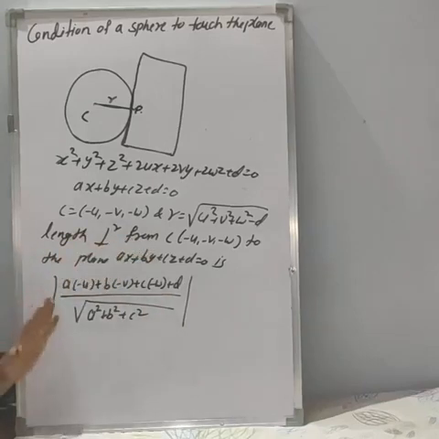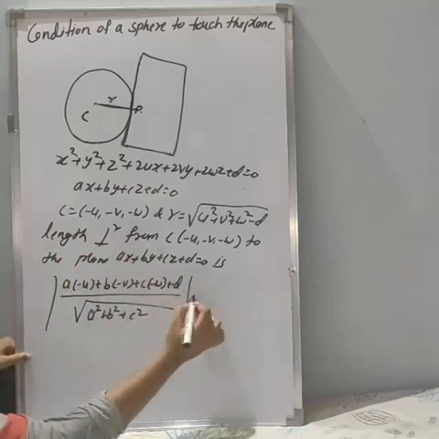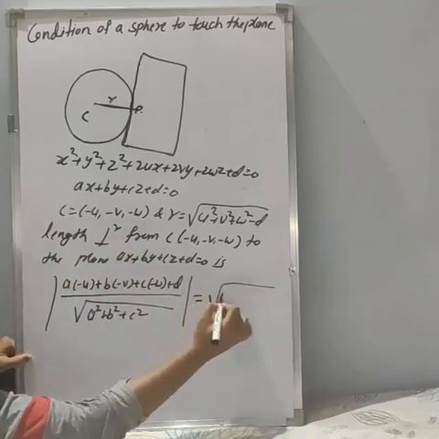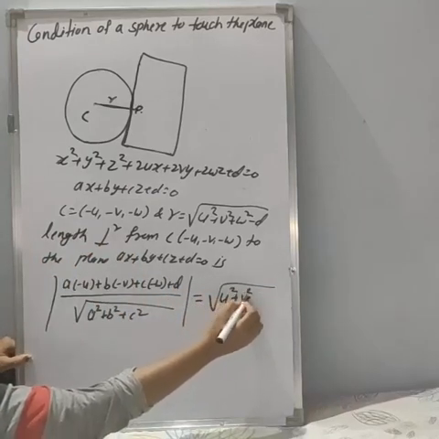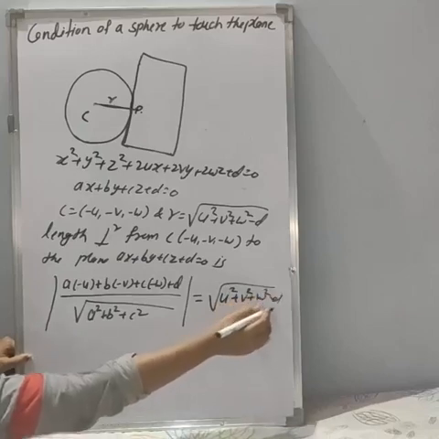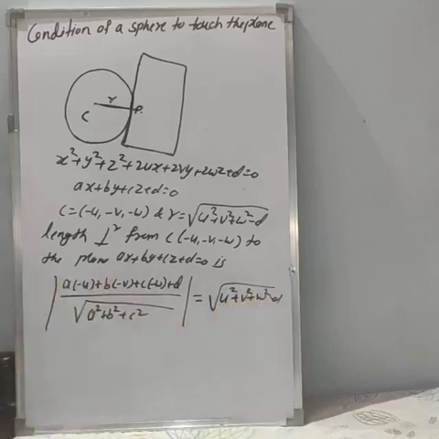Then we will solve this and check whether this value and the radius value are equal or not. If both the values are equal, then we can say the given sphere touches the given plane. So this is the condition.